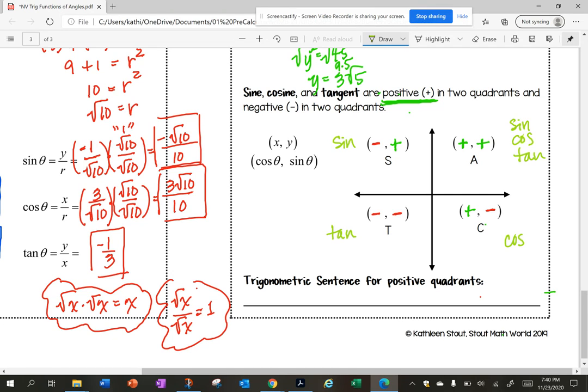So everybody usually remembers this for first, second, third, and fourth. Most people remember this as: this is for all, sine, tangent, and cosine. So, all students take calculus. Students remember this acronym to help remember which quadrant everything is positive in.